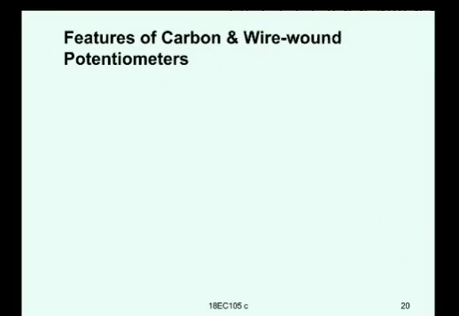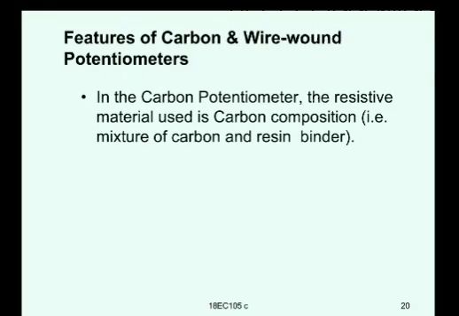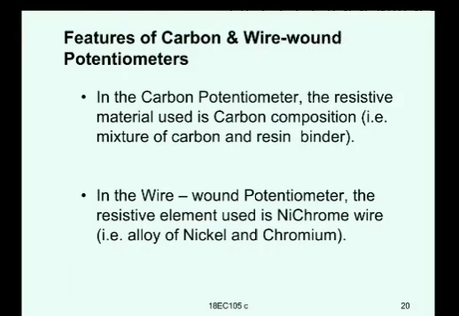Now let us discuss some of the features of carbon and wire wound potentiometers. In the carbon potentiometers, the resistor material used is carbon composition, a mixture of carbon powder and a resin binder. In the wire wound potentiometers, the resistive element used is nichrome wire, an alloy of nickel and chromium.